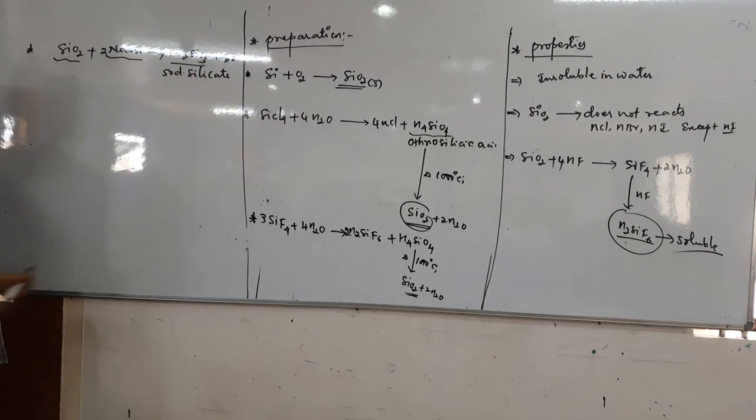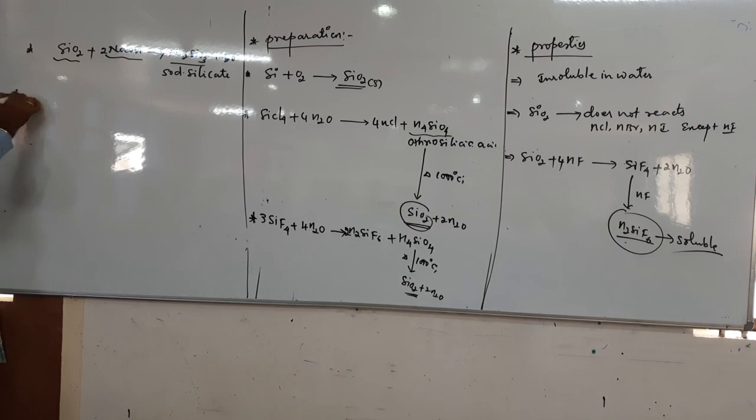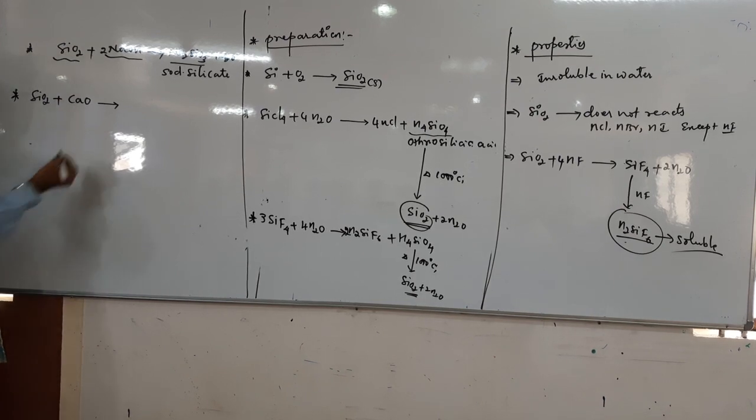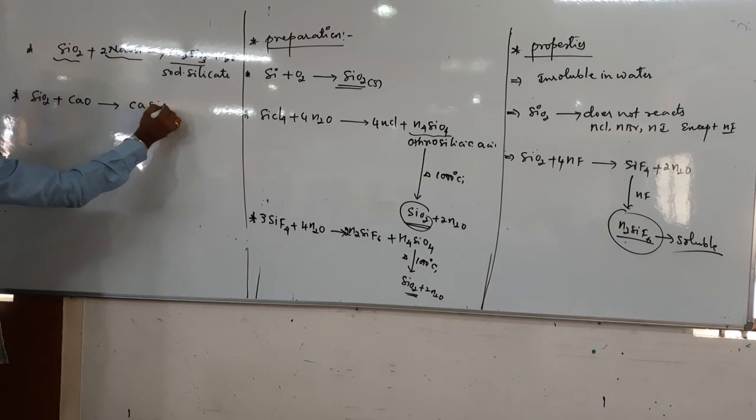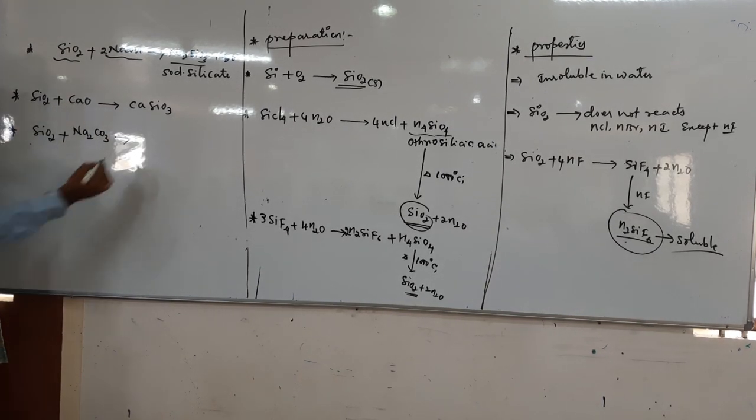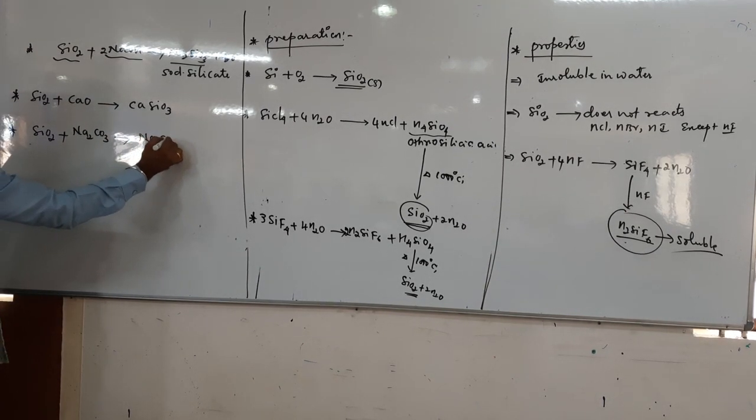And SiO2 reacts with calcium oxide, quicklime. What you would expect is calcium silicate. And the same thing, silica reacts with sodium carbonate. What you would expect is again sodium silicate.